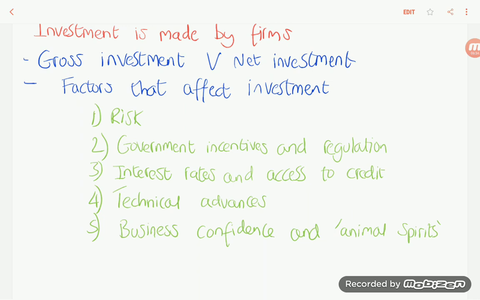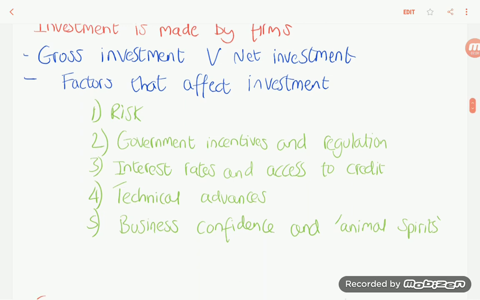So let's give you an example. A firm has 3 old trucks, but replaces them with 5 new ones. The gross investment is 5 trucks, but the net investment would be 2. It should be pointed out that firms invest with the intention of making profit in the future. Investment in the UK is about 15% of AD.